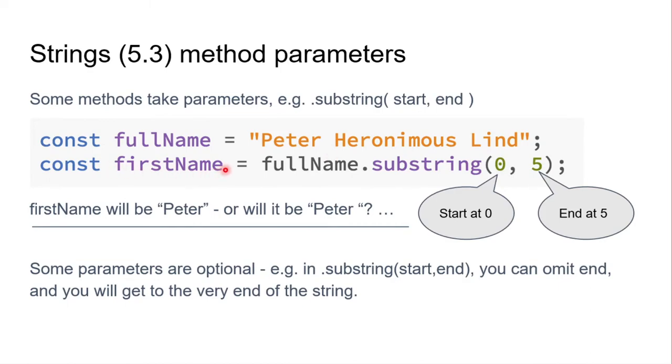Then we have the first name, where we say, okay, the first name, say Peter, is the full name dot substring, where we start at 0 and end at 5. So we take a sub part of that string from index 0 to index 5. Or do we go from index 0 and then 5 characters? So will it be Peter, or will it be Peter and a space? That's a big question. Think about it and then try it, and I will try it as well and see what happens.